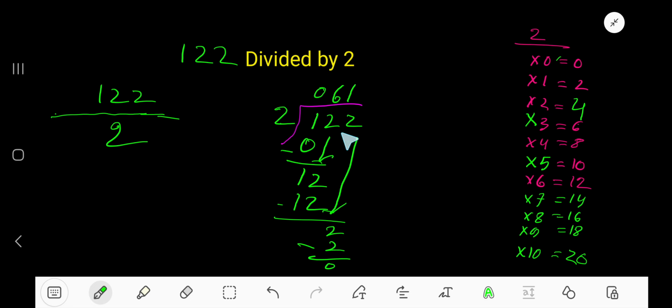So your remainder is 0 and your quotient is 61. This 0 doesn't have any value, actually, it is on the left-hand side of this digit. So 61 is your quotient or answer.